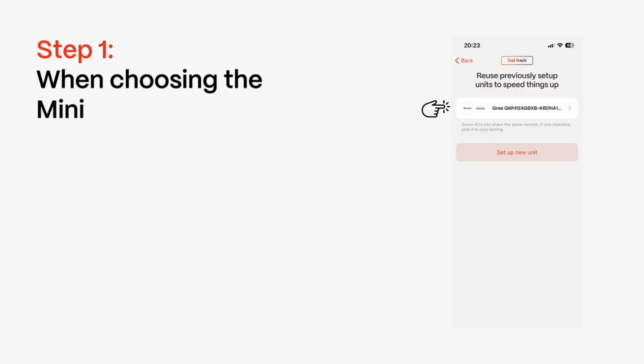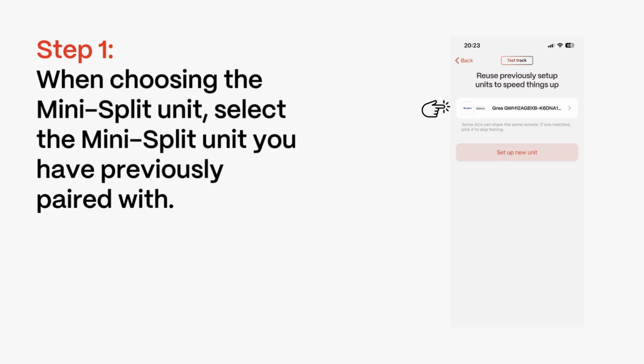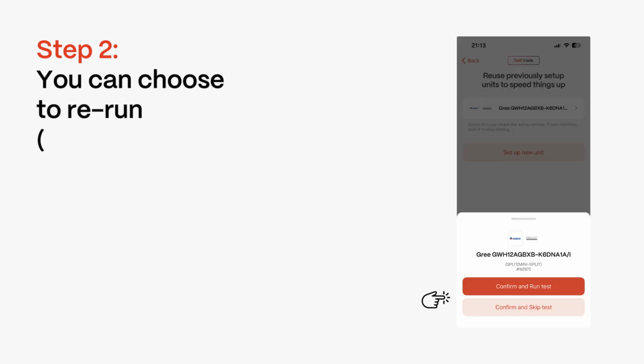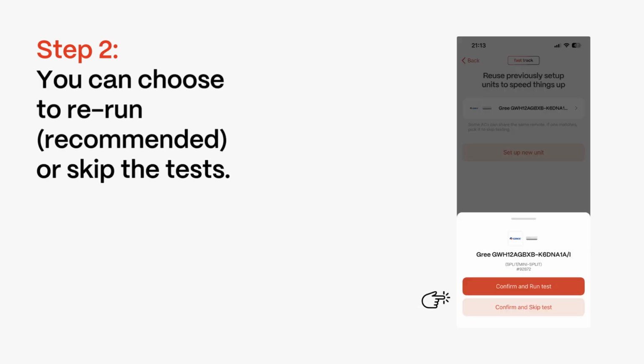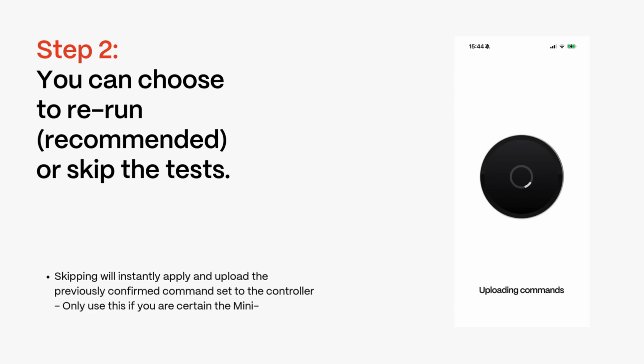Step 1. When choosing the mini split unit, select the mini split unit you have previously paired with. Step 2. You can choose to rerun or skip the tests. Skipping will instantly apply and upload the previously confirmed command set to the controller. Only use this if you are certain the AC units are identical and positioning is good.